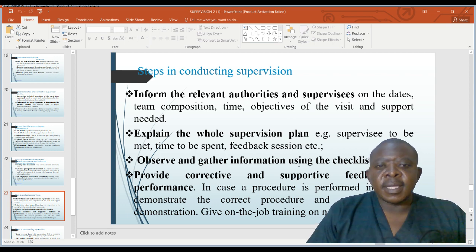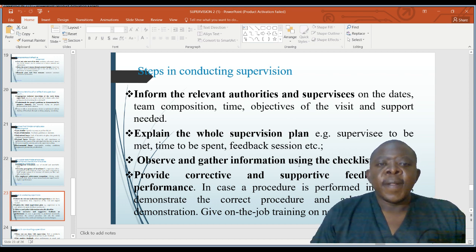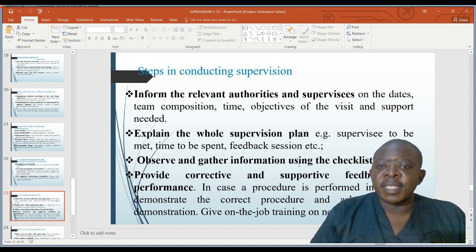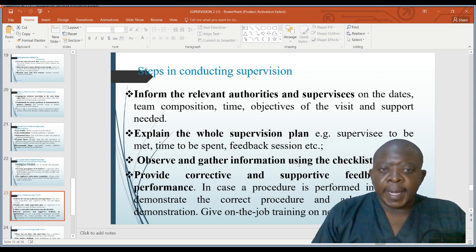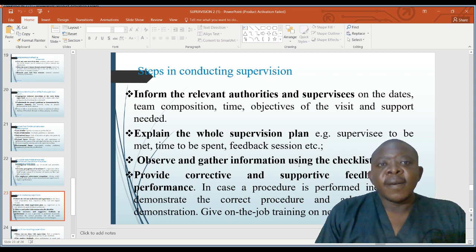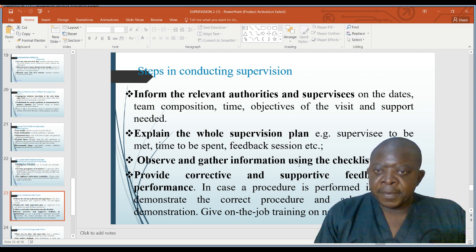That is the third step in conducting supervision, observation using what? The checklist. Then the fourth step is providing corrective and supportive feedback on performance. So the keyword on the fourth step is feedback. The feedback can be corrective or it can be supportive.